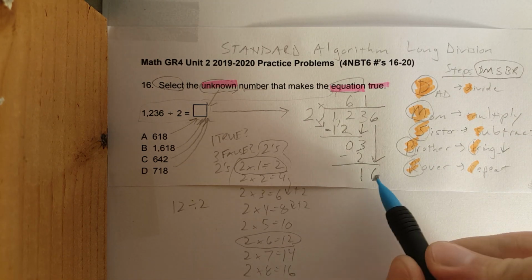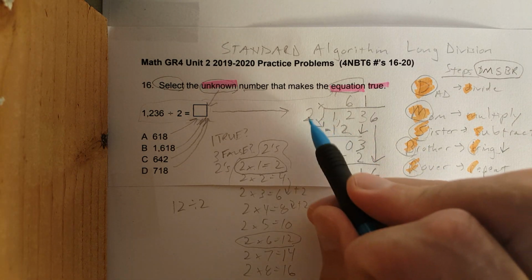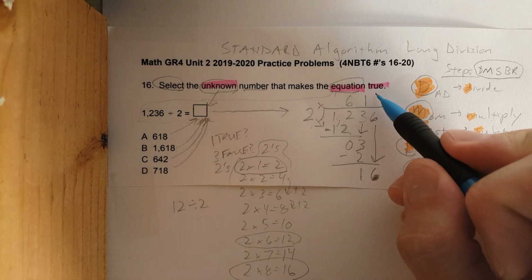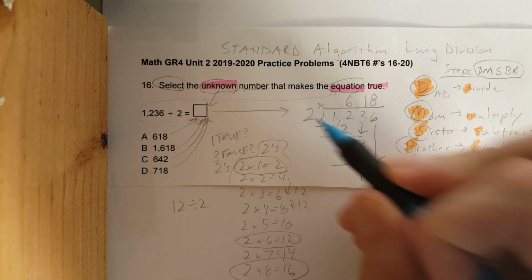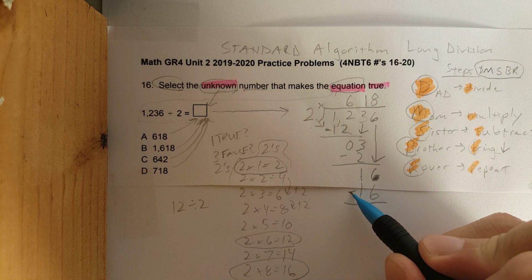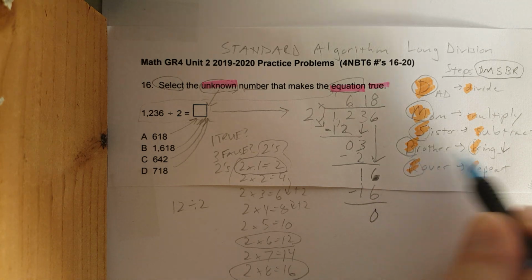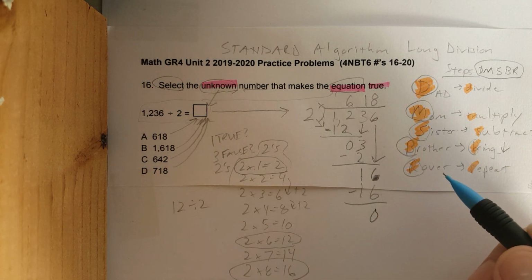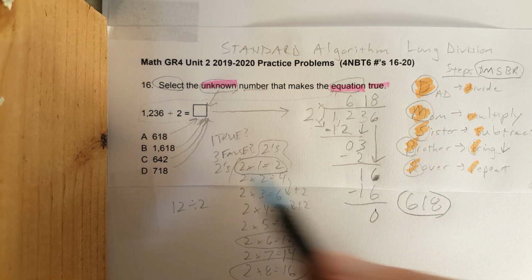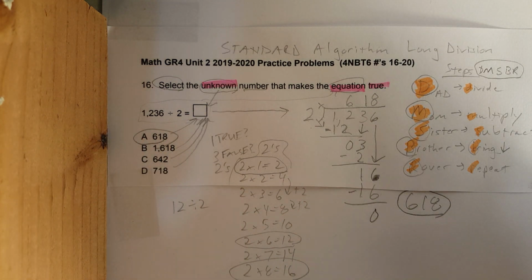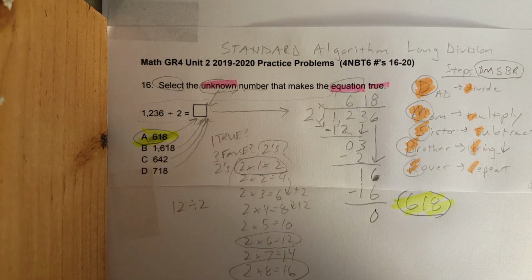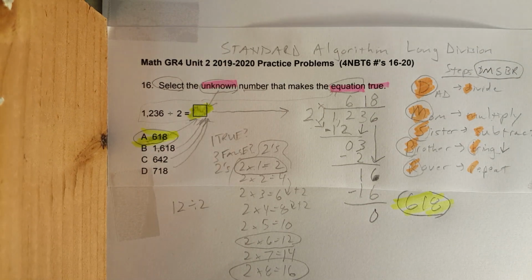I repeat, do it all over again. 16 divided by 2. What times 2 gets me close to 16? 2 times 8. So I put an 8 there. 8 times 2 is 16. I subtract next. 16 minus 16 is 0. I bring down, oh, there's nothing left to bring down. My answer is 618. I look over here, I see 618. That goes in this box right there.